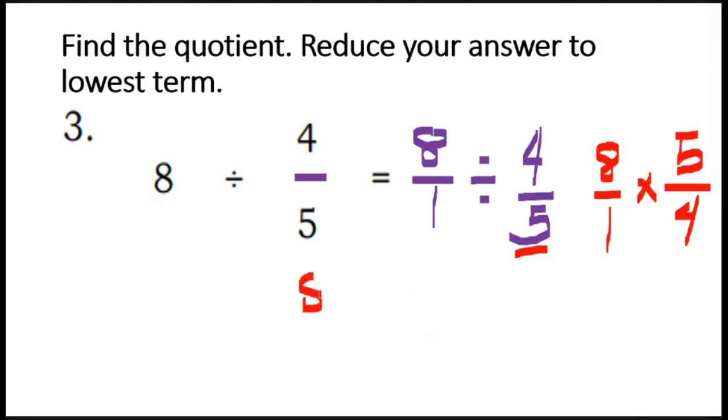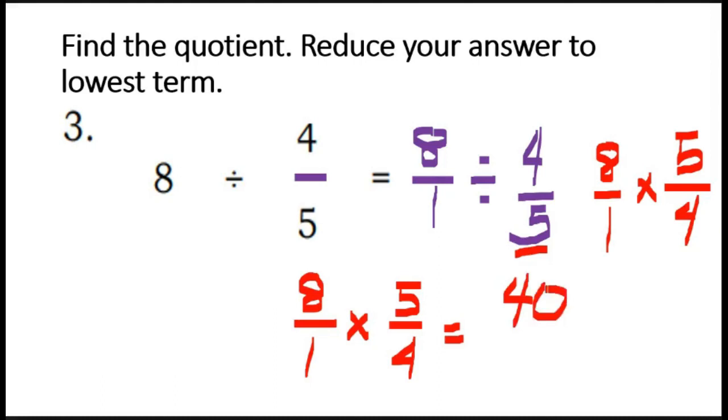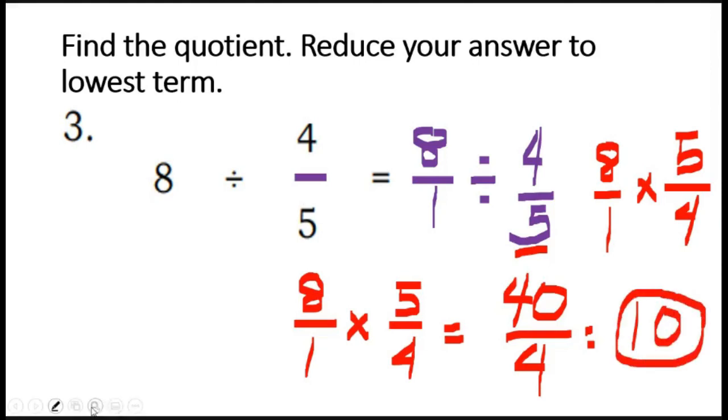That's it. So, 8 over 1 times 5 over 4. 8 times 5 is 40. And then 1 times 4 is 4. As I have mentioned, the bar in a fraction indicates that the operation is division. So you need to divide 40 divided by 4. That is divisible. So we have the answer of 10. So that is our final answer. Next.